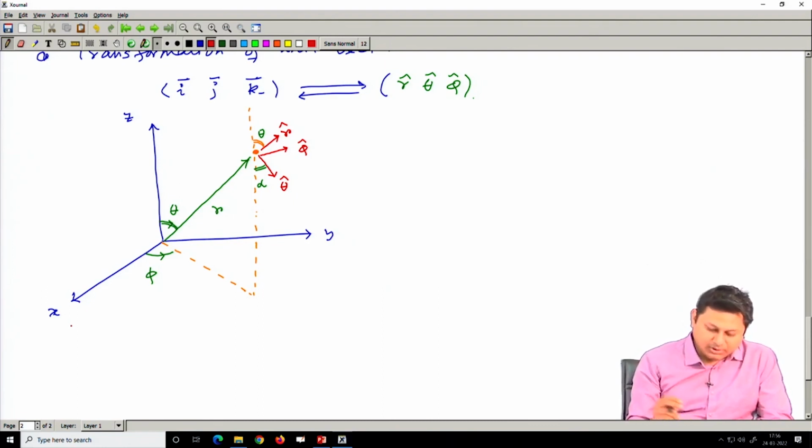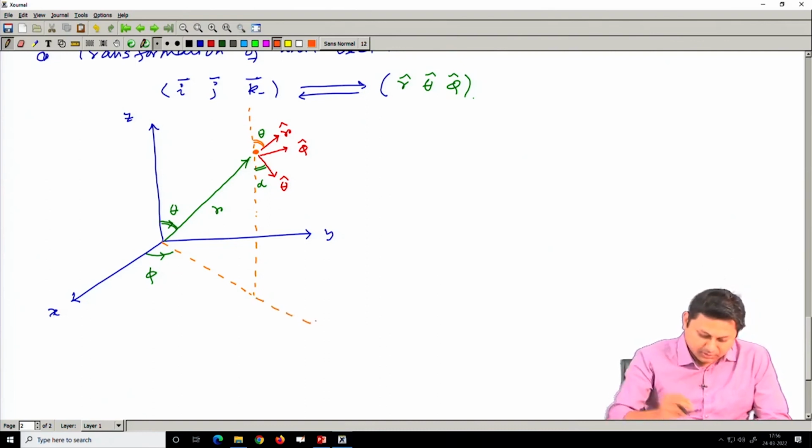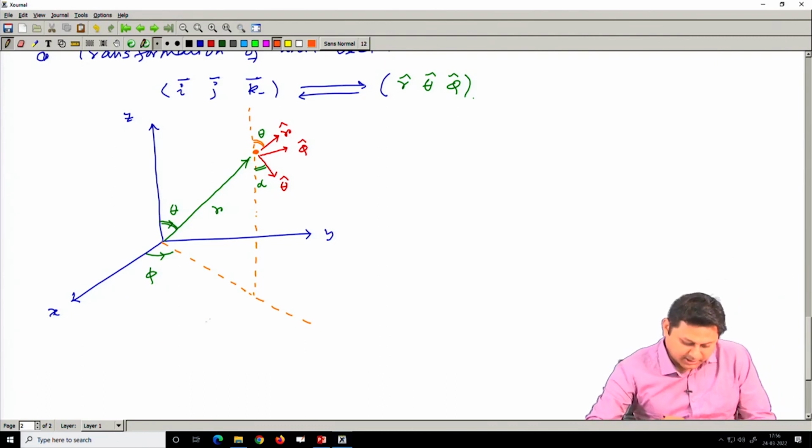In order to do that, we can extend a few things. So, this is the line I am having, and parallel to x, I can have one line here.